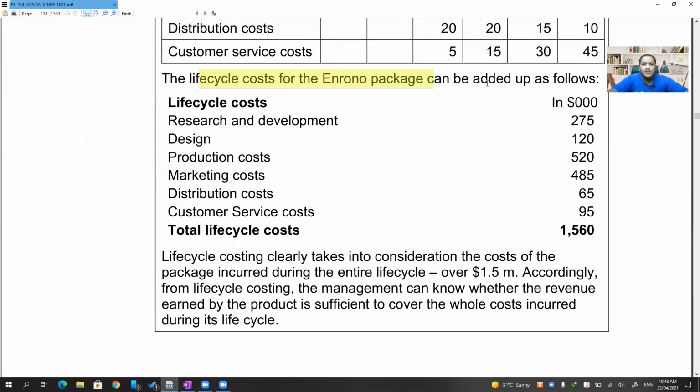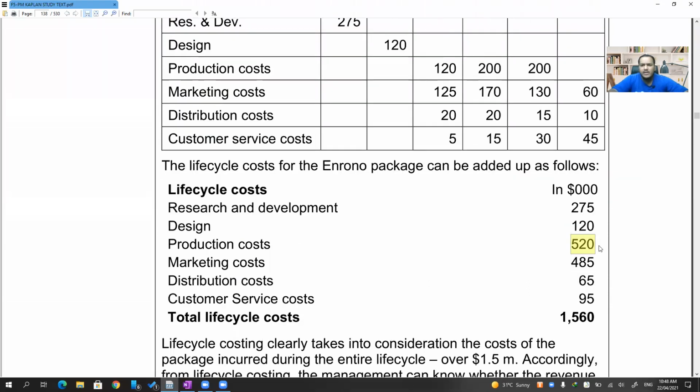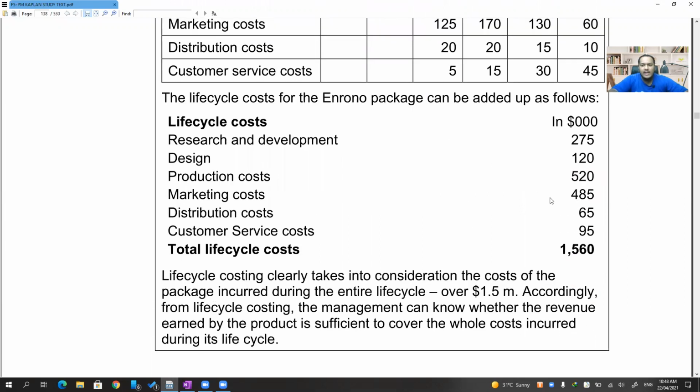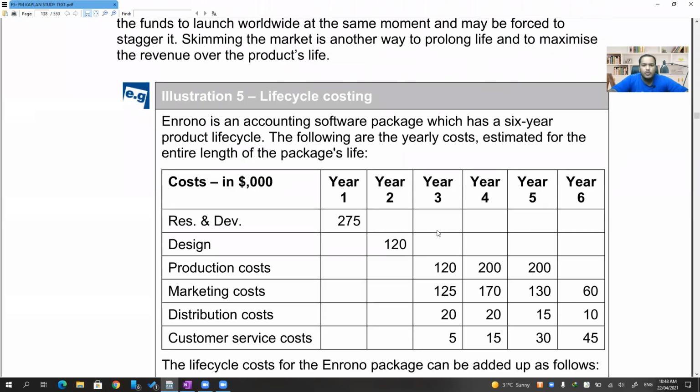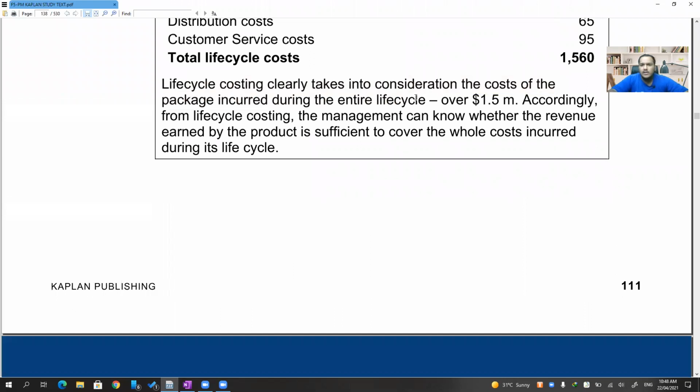The life cycle cost for the Enrono package can be added up as follows: research and development 275, designing 120, production cost 120, 200, 200, 520. See 520 here. Then 125, 170, 130, 60, 360, 485. So they just added up all these things and then calculated the life cycle cost. Total life cycle cost is 1560, divided by the estimated number of units that are to be produced. Life cycle costing clearly takes into consideration all the costs.